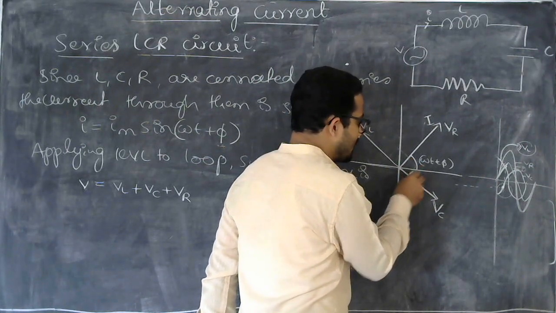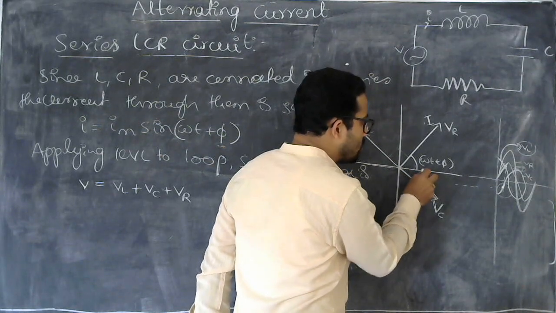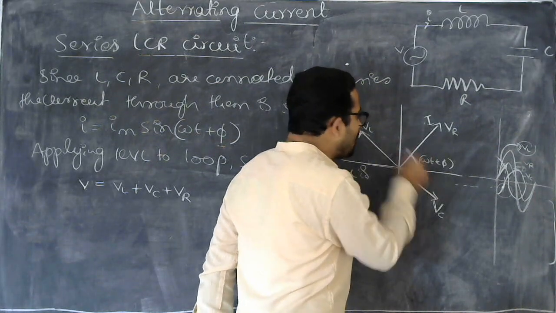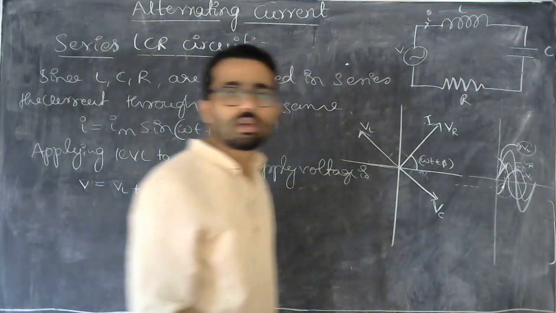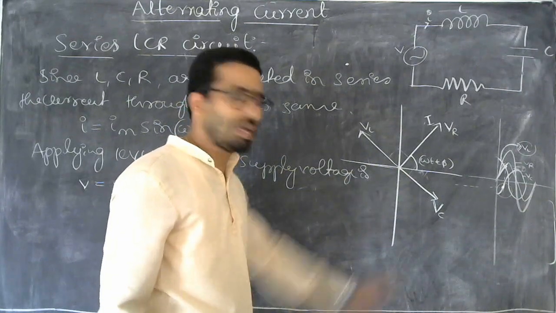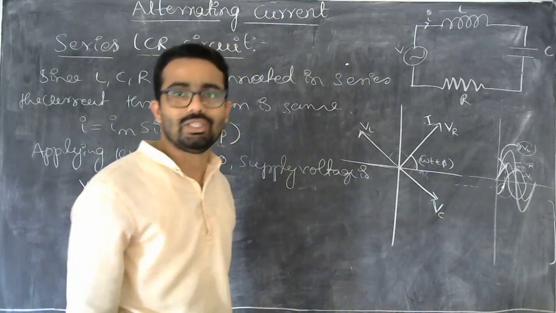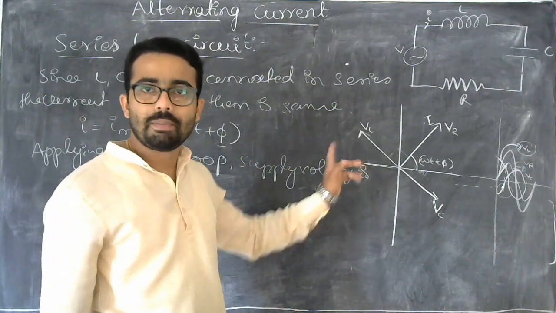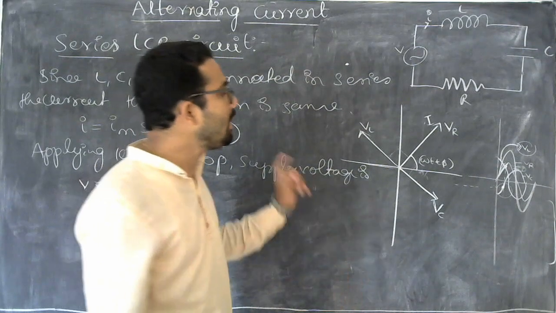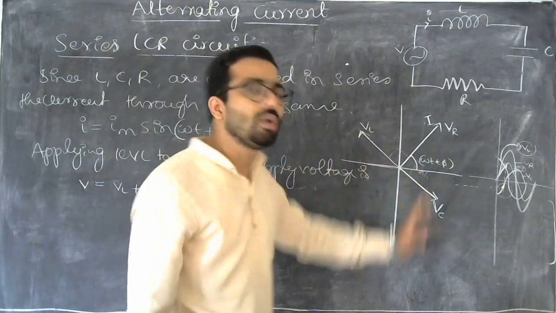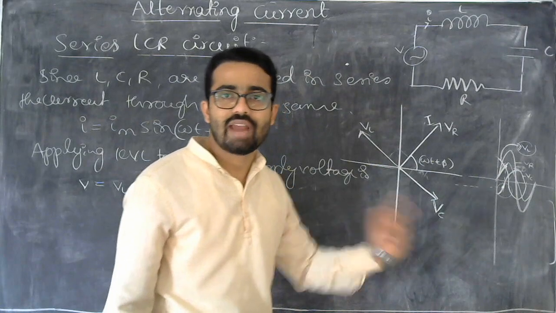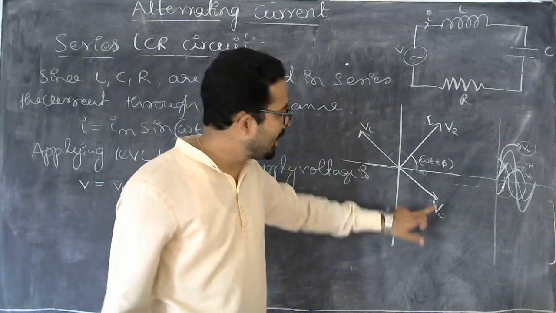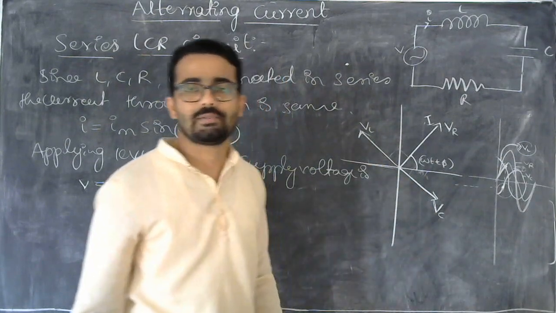So there is a phase difference of pi by 2. This is pi by 2, and this is pi by 2. So the angle between the VL and VC phasors is 180 degrees. That is why they are anti-parallel to each other. So if the two voltage phasors are anti-parallel to each other, then we can take their reactive voltage. In other words, we can take the resultant of these two voltage phasors.